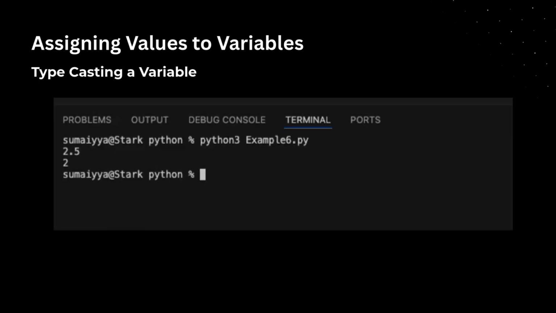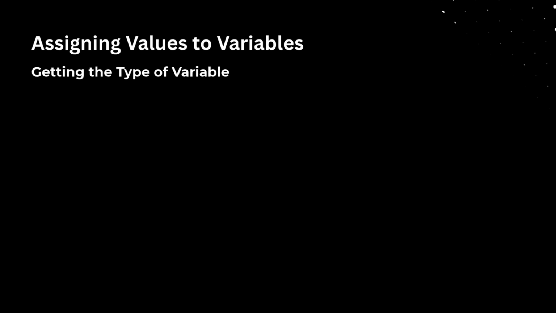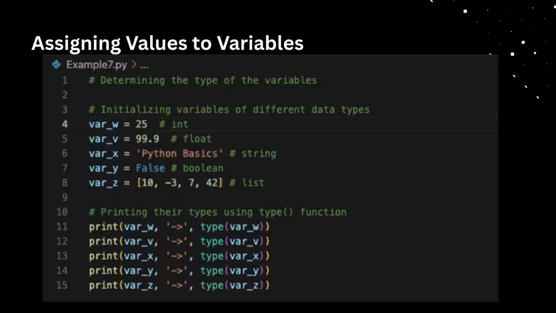This is implicit typecasting. Getting the type of variable. In Python, we can find out the data type of a variable using the built-in type function. This function returns the type of the object that is passed to it. Example, determining the type of the variables. First, we will initialize variables to different data types.